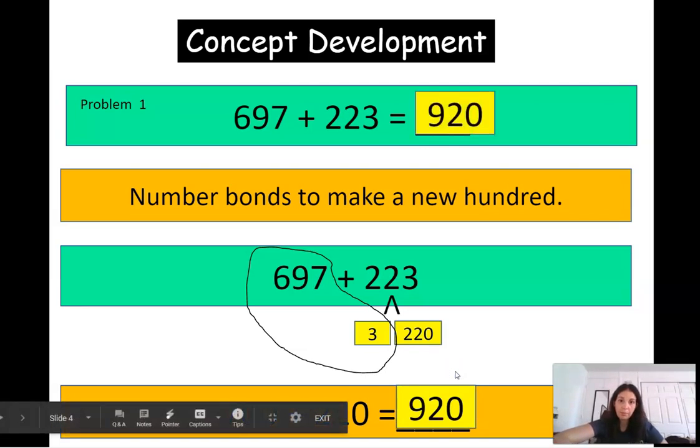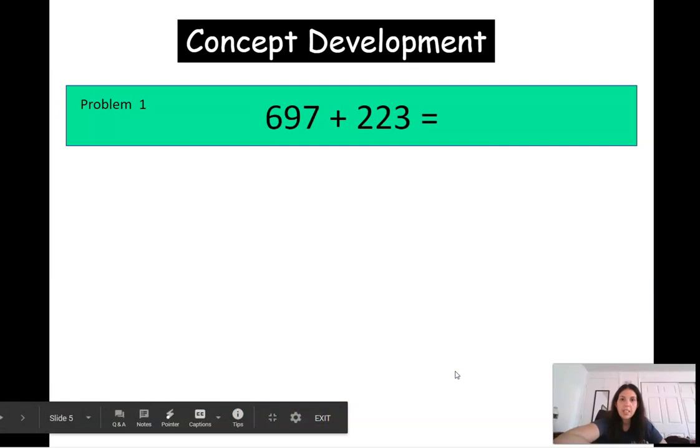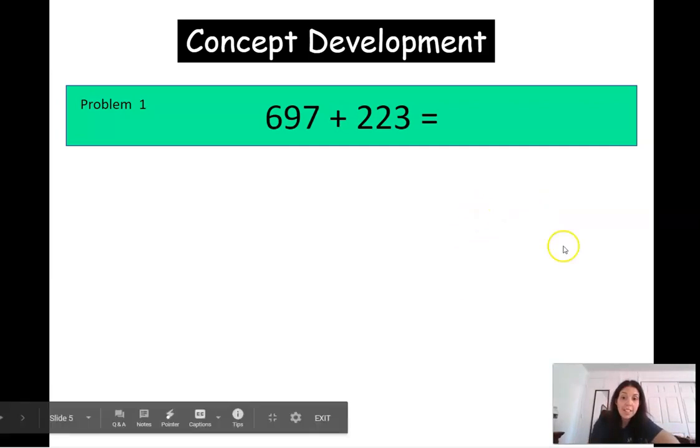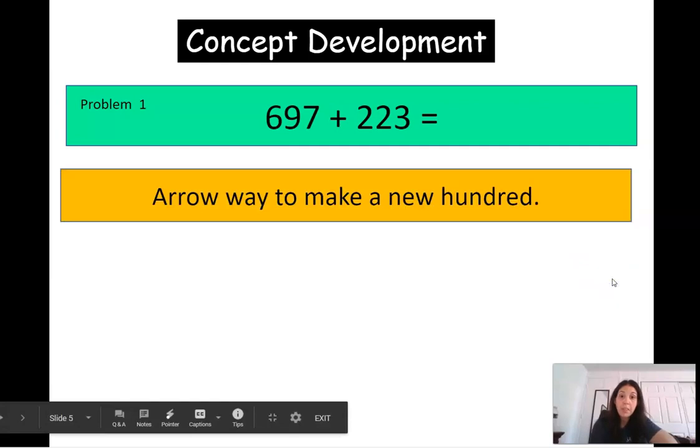Let's look at another problem. 697 plus 223. Oh, this is the same problem. We're going to think of a different strategy we could use, because today's lesson is all about thinking about the different strategies you can use to solve the same problems. So that strategy, the number bond, was one strategy, but that's not the only strategy. Maybe that's not the strategy that you were thinking of. Maybe you were thinking of a different strategy. Maybe the arrow way to make a new 100.